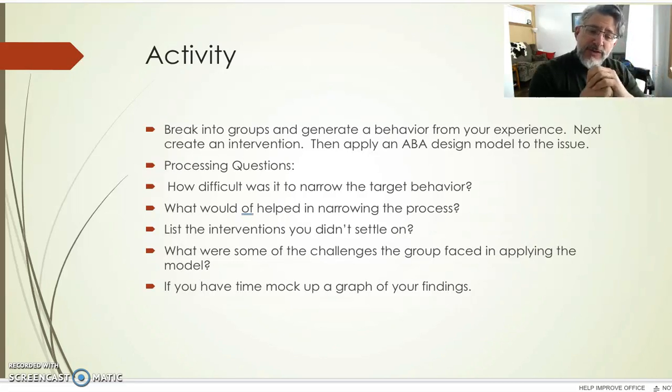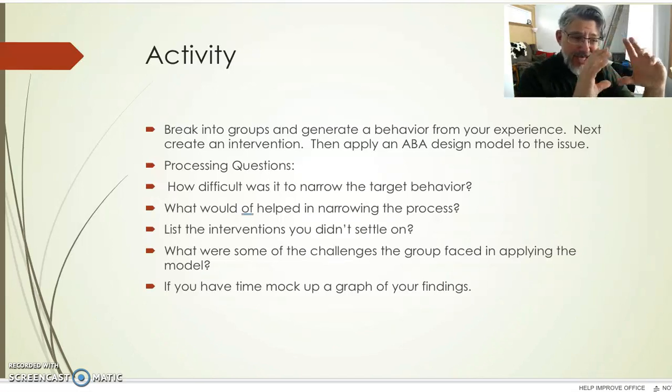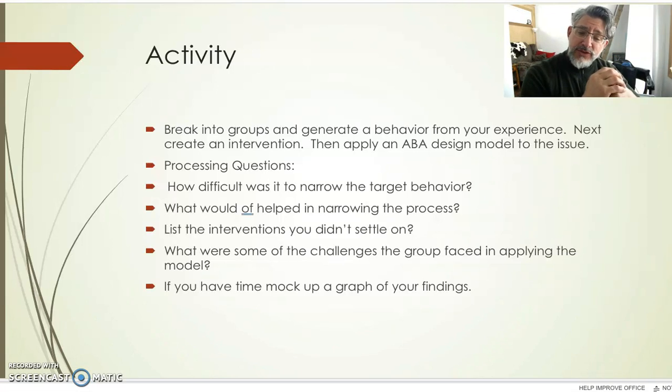As you're doing this, there are some questions I'd like you to keep in mind. How difficult was it to narrow the target behavior? Right? Because we've got to get it down to something that is susceptible not only to the intervention, but is easy to monitor and to track. What would have helped in narrowing this process? So let's continue to be aware of what it takes to get the question down to a reasonable size. List the interventions you didn't settle on, and what were some of the challenges the group faced in applying the model. If you get time, go ahead and mock up a graph of your findings, just as a way of understanding the way you would lay that data out.